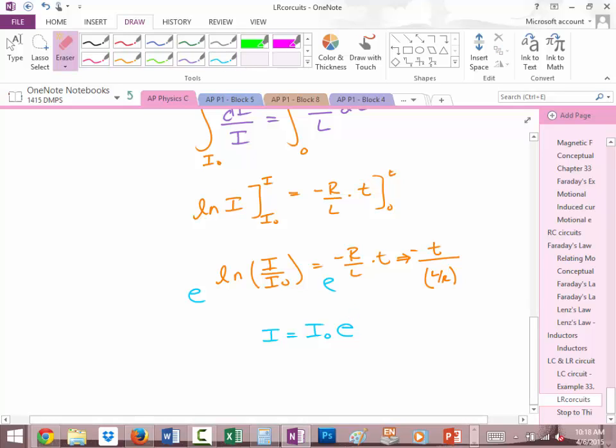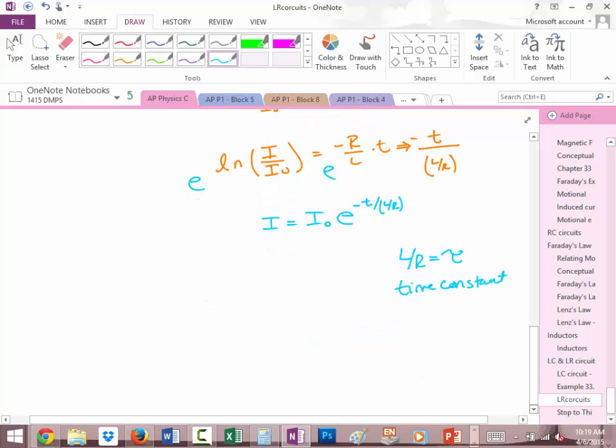L over R has a fancy name, well, not that fancy. L over R is equal to tau, and that is a time constant. You've seen this before, right? It's the same idea that we had with the RC circuit. So the RL circuit and the RC circuit are very similar in their form. They both have resistors, and they both have time constants.